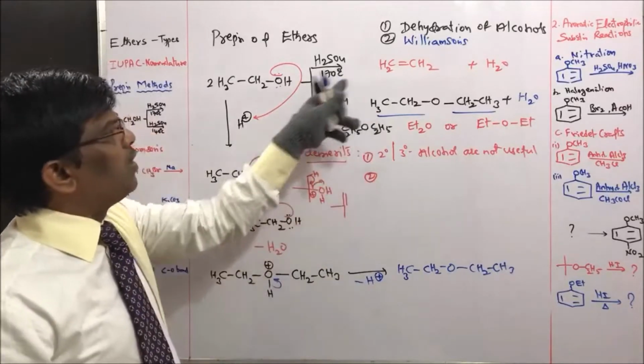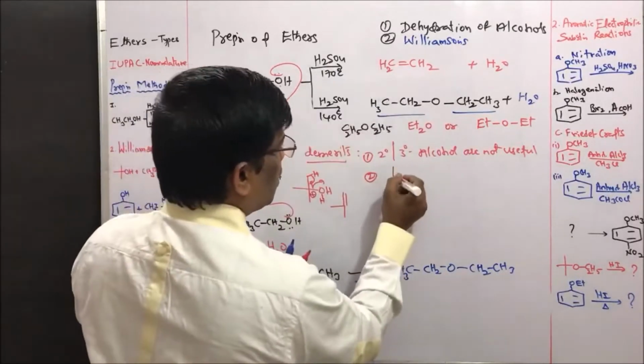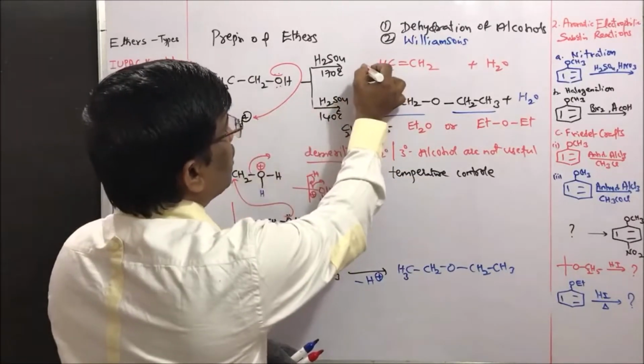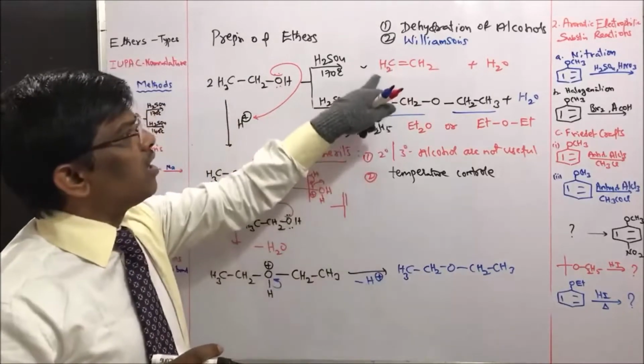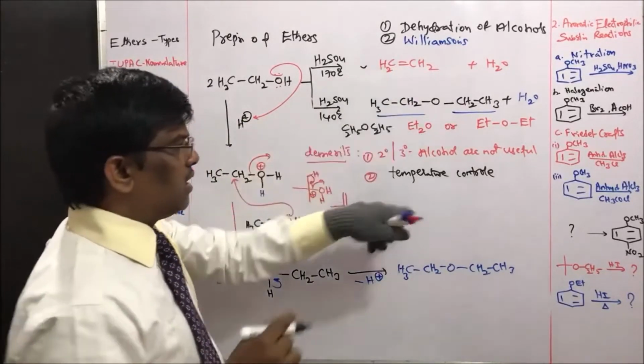And even if I want to make diethyl ether with sulfuric acid, control over temperature is not there. So if I just increase the temperature, we are going to get this, but it is not required by us. We specifically require diethyl ether. So this is another drawback.